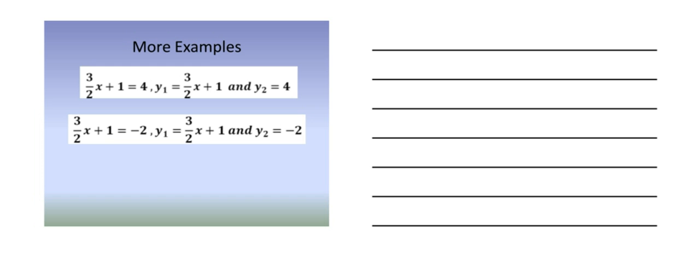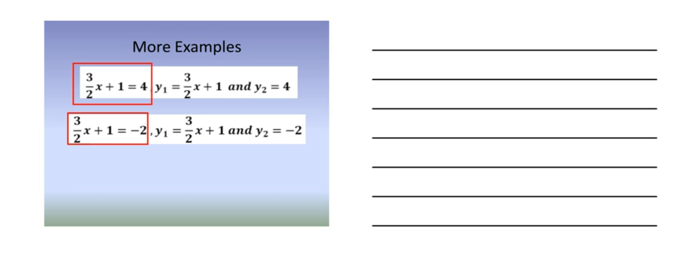Second example, 3 halves x plus 1 equals negative 2, comma, y1 equals 3 halves x plus 1, and y2 equals negative 2. Notice the subscripts 1 and 2 just imply that we have two equations. So in reality, notice that the first part of both equations are identical. So they're actually the same expressions that we're trying to graph, with the exception of the 4 and the negative 2 on the right side of the equal sign.